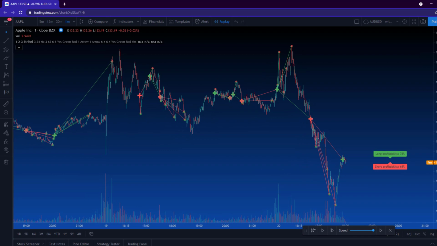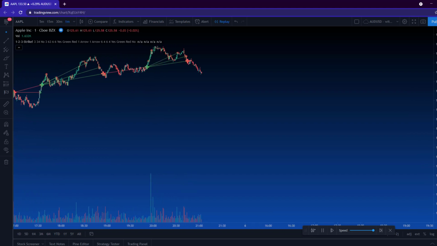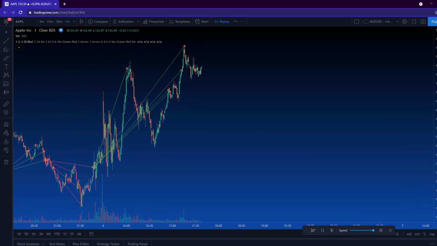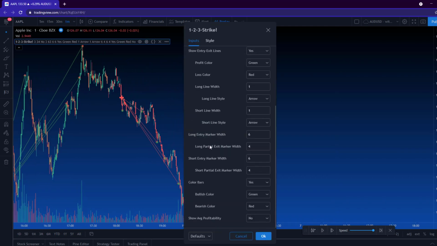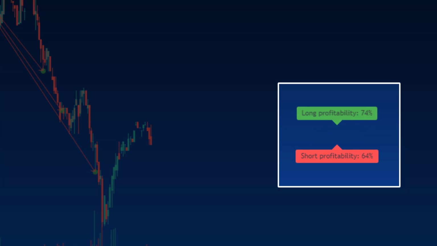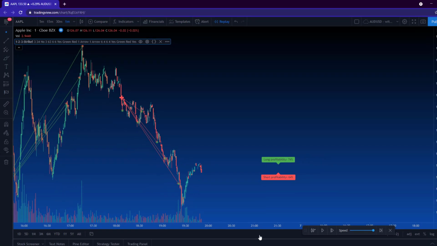Let's take a look in replay now and see if this performance holds up historically. If we pause to check our average profitability, we can see that we're still maintaining similar levels, and we definitely did a good job manually fitting 1-2-3 Strike to this chart and time frame. A similar thought process can be applied to any chart and time frame to help us achieve the best possible results.